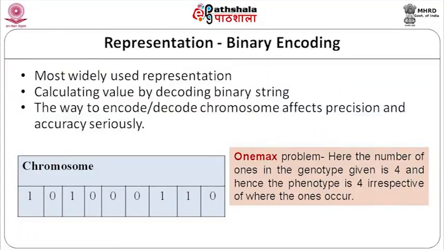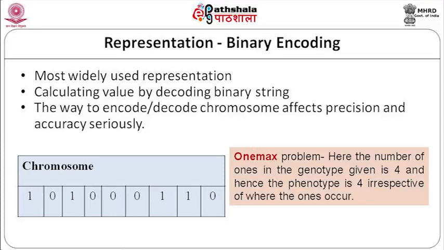So, first we look at representation. Representation is an important aspect of genetic algorithms. There are different types of representations. We are first going to look at a particular representation called binary encoding. This is the most widely used representation, and it is calculating the value by decoding a binary string. And the way to encode or decode a chromosome, please remember, affects the precision and accuracy very seriously. So, this representation is an important aspect of genetic algorithms.